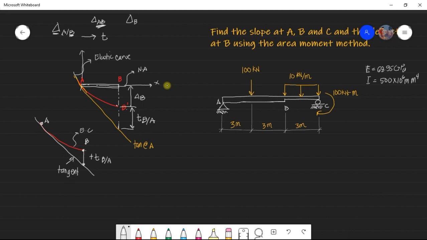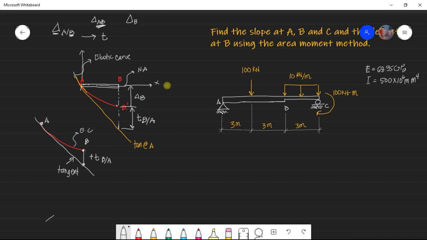Okay, or you can read it, the deviation is positive when the vertical distance is above the tangent line. So, this is the tangent line, and if the distance from the elastic curve is above, it is positive. Now, how about the negative deviation?